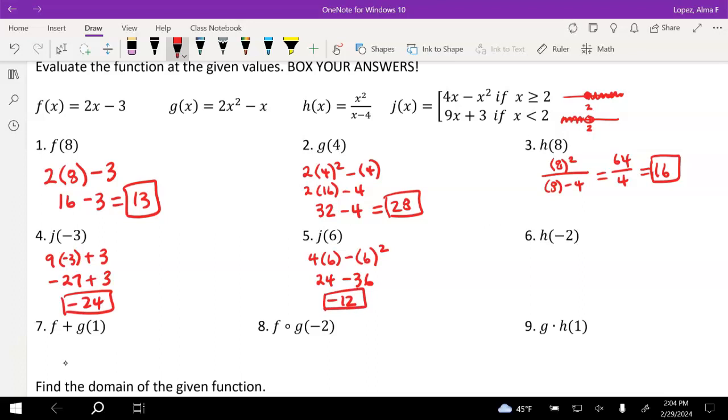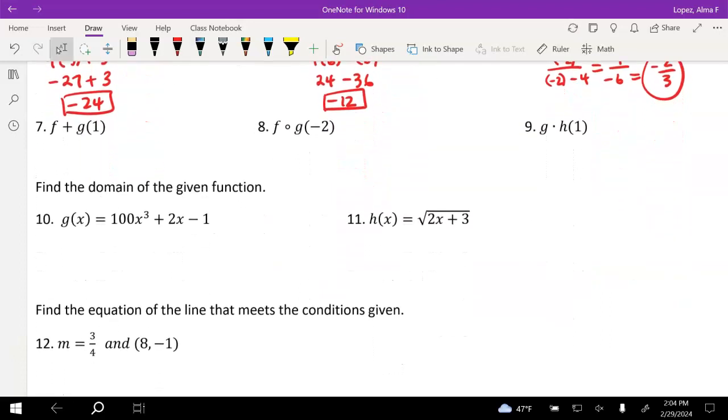For h of negative 2, again, h is that fractional looking statement, that rational function. So we'll plug into the top, negative 2 squared. For the bottom, it's x minus 4. That'll be a negative 2 minus 4. And we'll use order of operations to clean it up. That is 4 over negative 6, which reduces to negative 2/3.